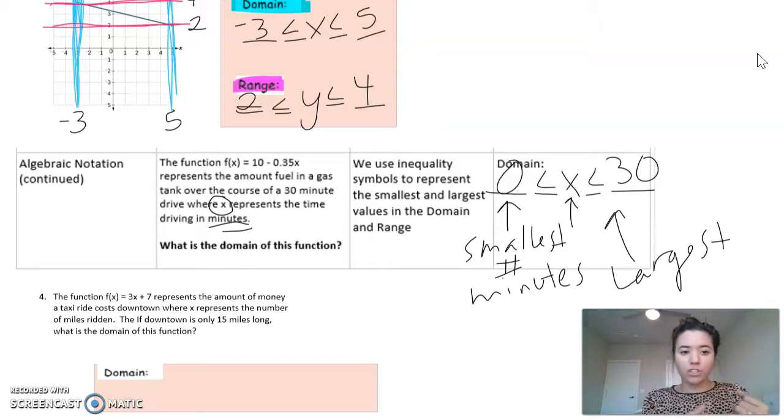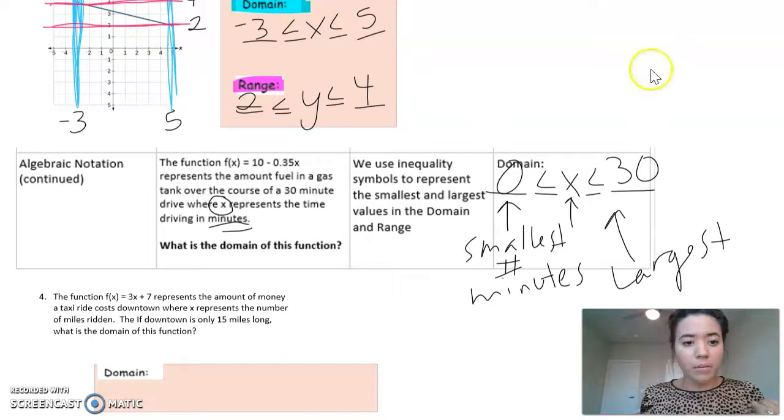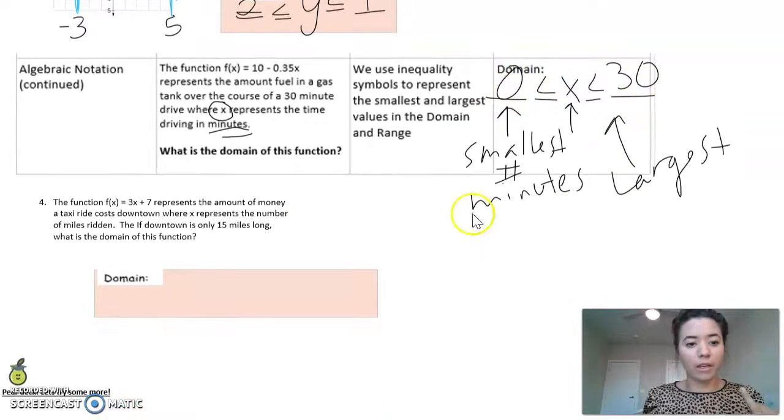So you want to pay attention to what x represents, put in the lowest number that can be, and then the highest number that can be. So I want you to see if you can figure that out for this problem right here, and then come back and check your answer. Go ahead and pause me now.